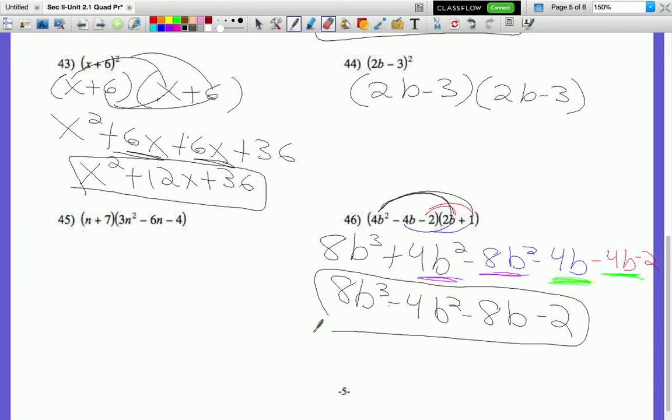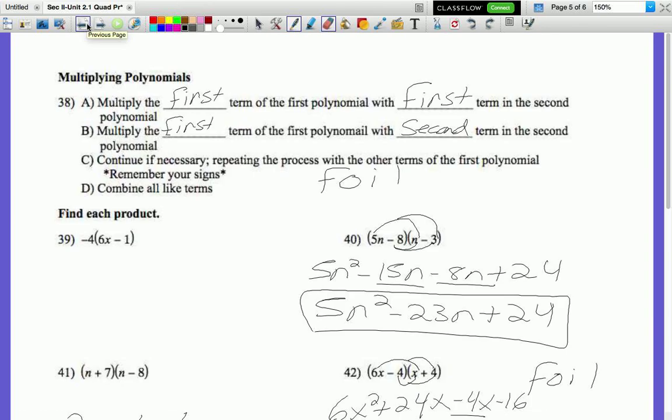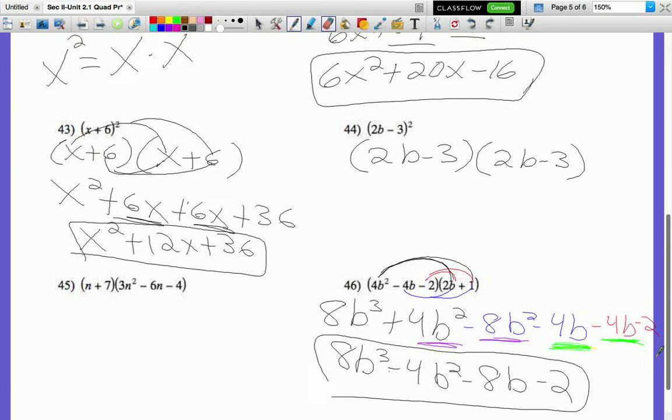45 is very similar to the 46. You would just start with n and multiply it in, and then start with 7 and multiply it in. Okay, 46 and 45 are very similar. Let's do 45 just to be safe, and then we'll pass out your homework.